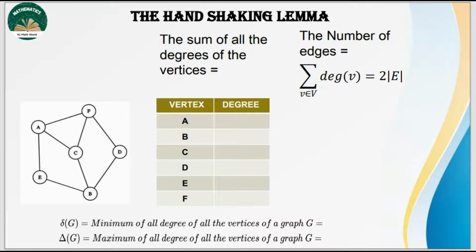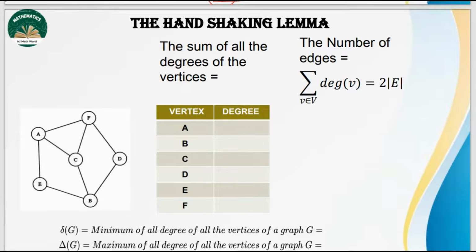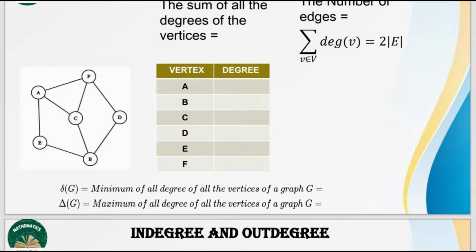So here we have some examples. The handshaking lemma says the total of the degrees of the vertices should be equal to twice the number of edges. So let's take A. What is the degree of A? It is 1, 2, and 3, so 3. B is 1, 2, 3. Then C is 1, 2, 3. Then D is 1 and 2. Then E is 1 and 2. Then F is 1, 2, 3.